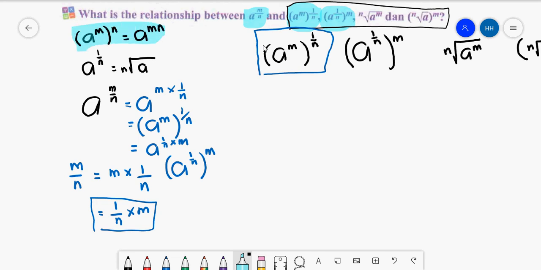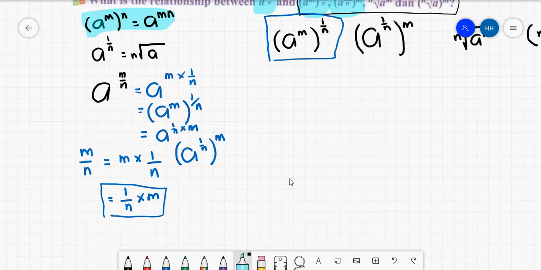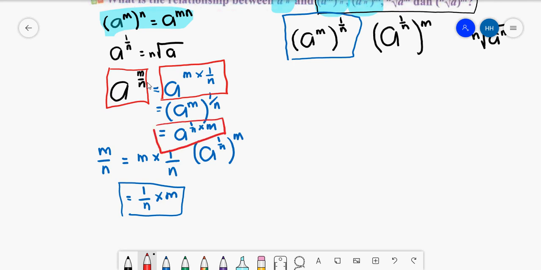Now for the other two forms, with the third form here, we learned that a to the power of 1 over n is equal to the nth root of a. So we take from this: a to the power of m over n is equal to a to the power of m times 1 over n, and also can be written as a to the power of 1 over n times m. So I copy from this.